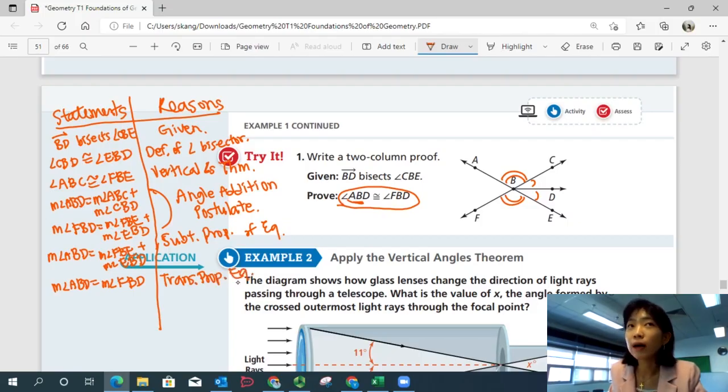Do you remember? If A equals B and B equals C, then A equals C. That is called the transitive property. So finally, you can say angle ABD is congruent to angle FBD because the measures are the same, and that's the definition of congruent angles.